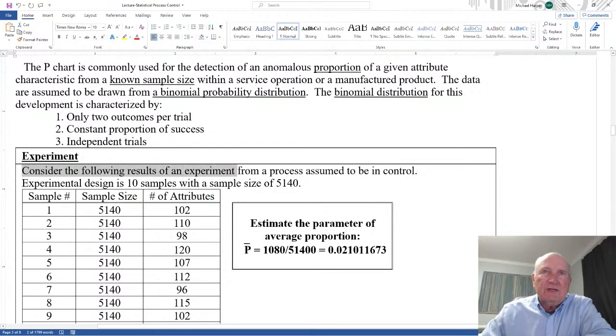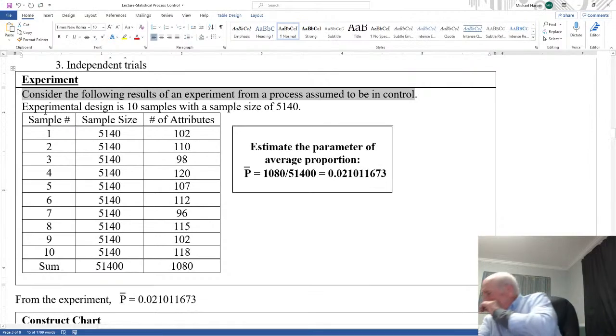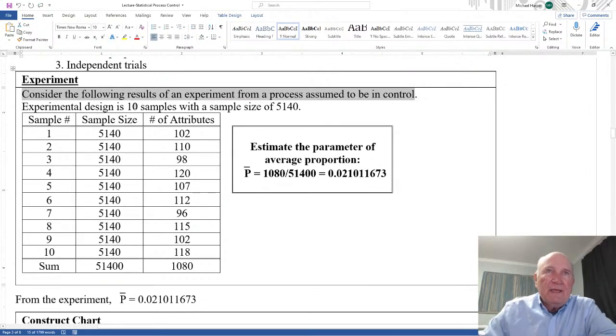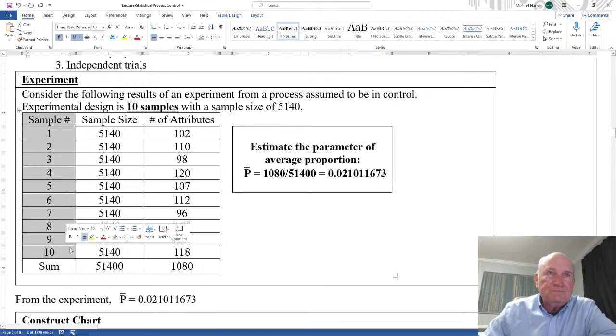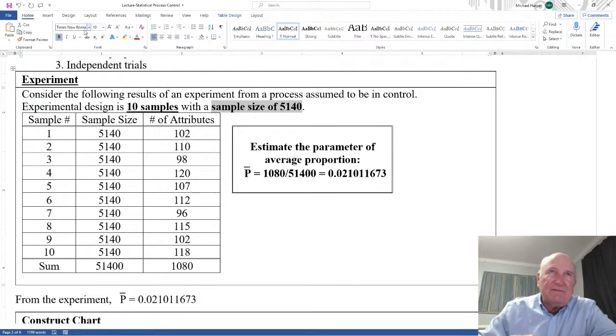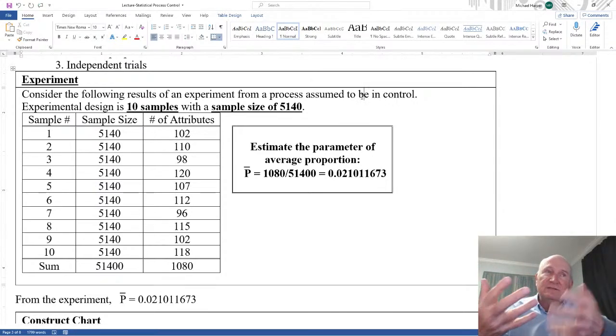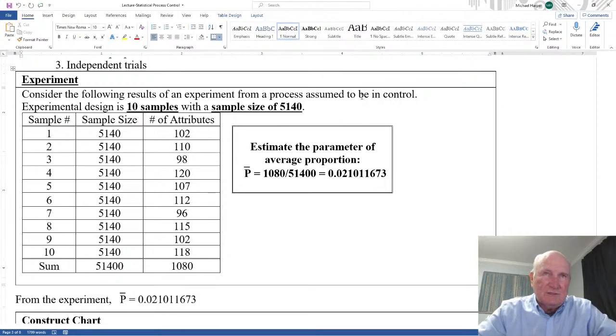Consider the following results of an experiment from a process assumed to be in control again. Now, there's two things in experimental design. One is the number of samples. We have 10 samples. The second is the sample size. The sample size is 5140. Now, these have very specific definitions. When you start practicing and working, you can define these any way you want. This is the traditional way these things are defined.